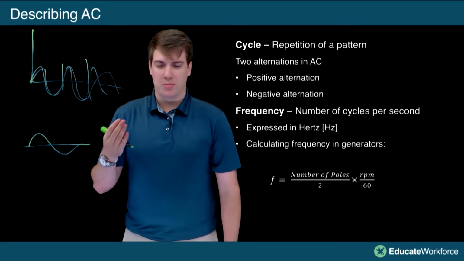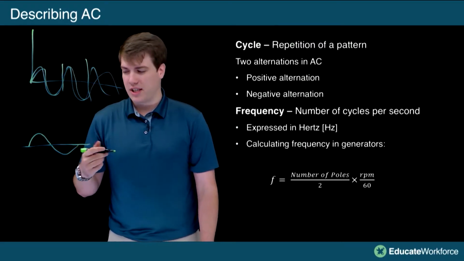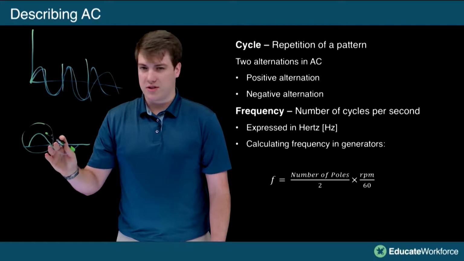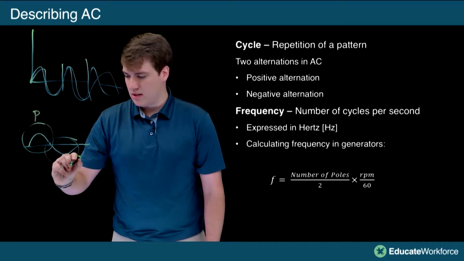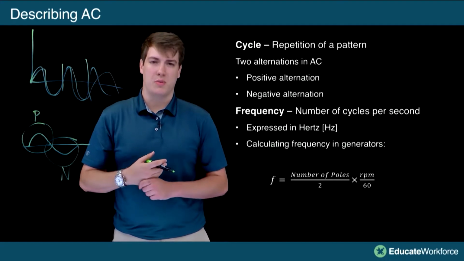Then we talk a little bit about positive alternation and negative alternation. This is the positive alternation. We'll designate it with a P, and negative alternation. So this is just the negative and positive side of the waveform.